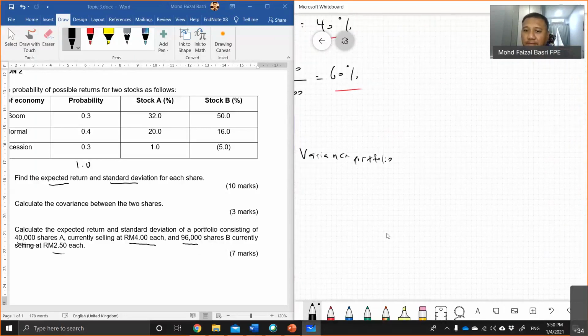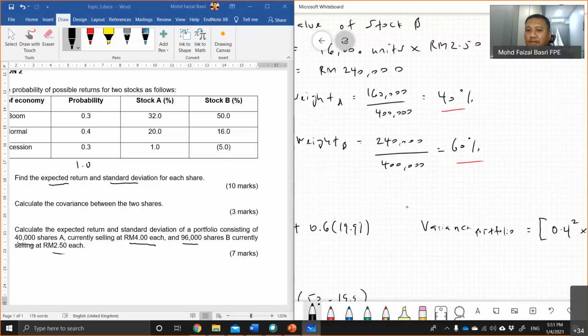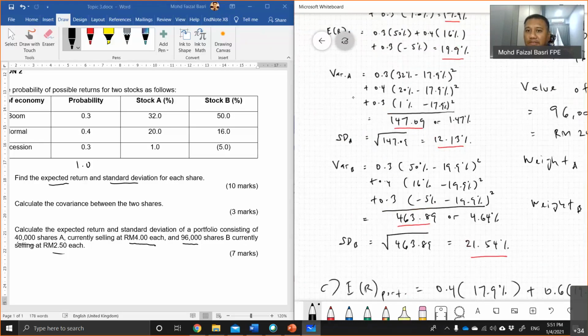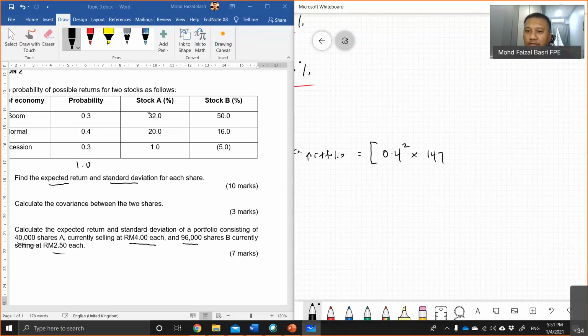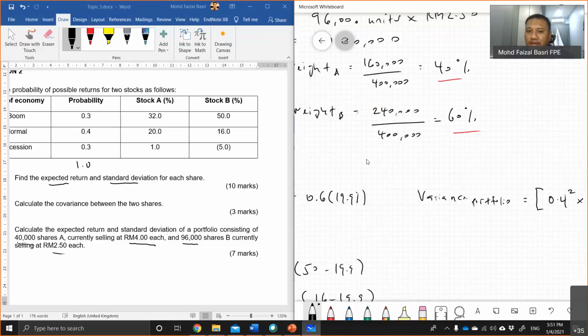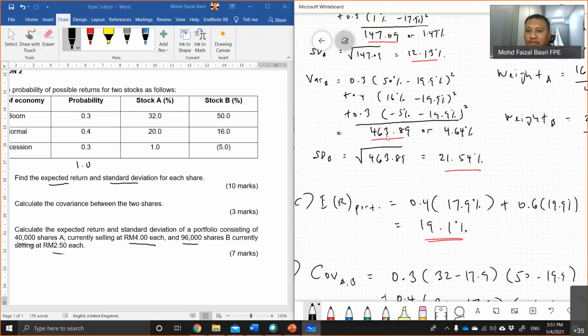So we have 3 parts, remember? I'm going to put the first bracket. It's weight of stock A, so the first weight is 40%. So it's 0.4 squared multiply with variance of stock A. Remember our variance of stock A was 147.09, so I'm going to put here 147.09. Plus, the second bracket will be 0.6 squared multiply with, look back at our variance for stock B. Variance for stock B is 463.89.